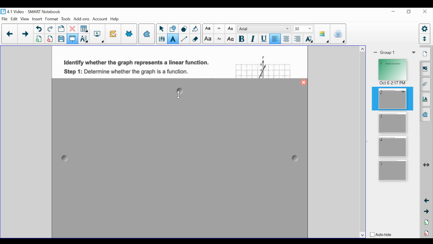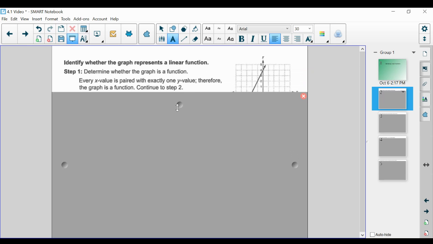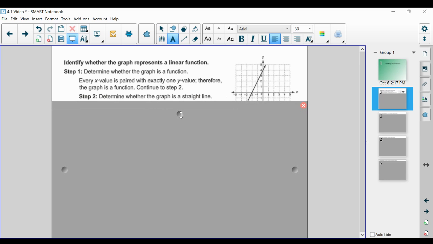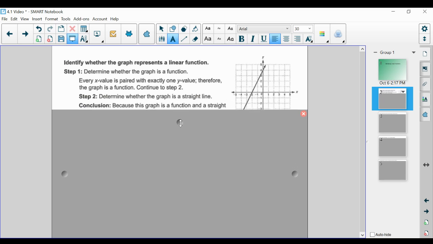Every x value is going to be paired with exactly one y value. So it passes what we called in chapter 3 the vertical line test. Therefore, the graph is going to be a function. So first we need to make sure that every x only has one y, that we are not repeating our x values. If that is the case, we then are going to proceed to step 2, which is determining whether the graph is a straight line.